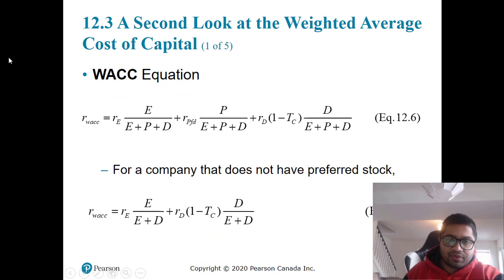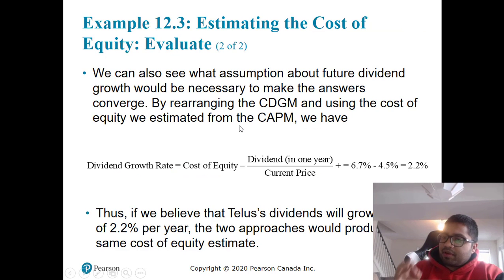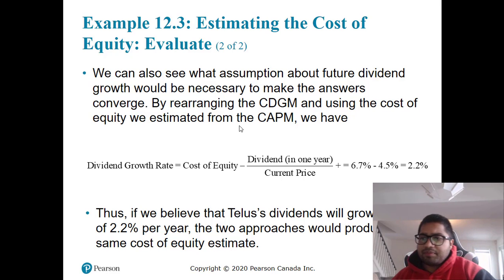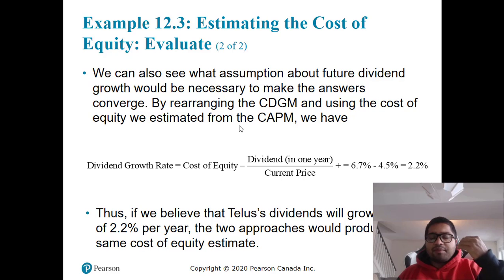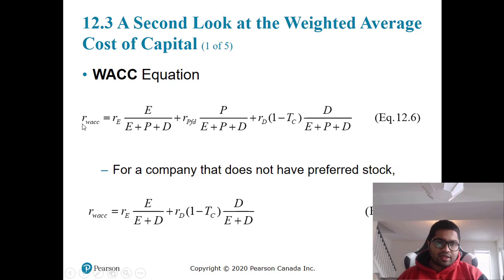Thus, if we believe that TELUS dividends will grow at a rate of 2.2% per year, the two approaches would have the same answer. Okay. But bottom line, CAPM is used more than the growth model, because in CAPM you have the risk measure beta and you are measuring the cost of equity as a function of risk rather than a function of growth in dividend. So that's a better approach when you're valuing projects.